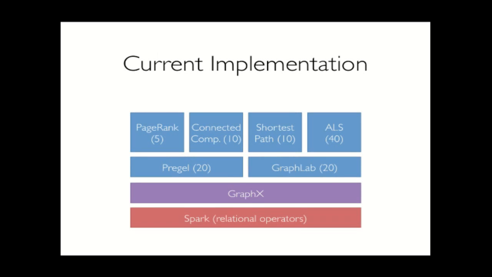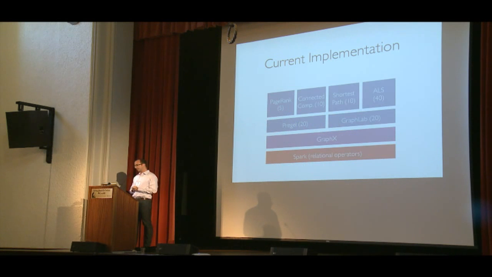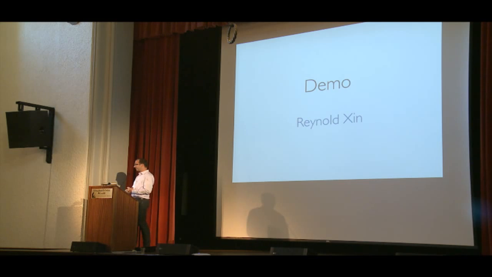All right, so here's what we've currently implemented in our system. We have algorithms like PageRank, connected components, shortest path, non-negative least squares. And we've built these on top of abstractions, which we've also built on top of GraphX. So we've implemented a Pregel abstraction and a synchronous GraphLab abstraction on top of GraphX. And this all sits on top of the Spark substrate. All right, so Reynold has agreed to do a live demo of GraphX. So he'll come up and help.